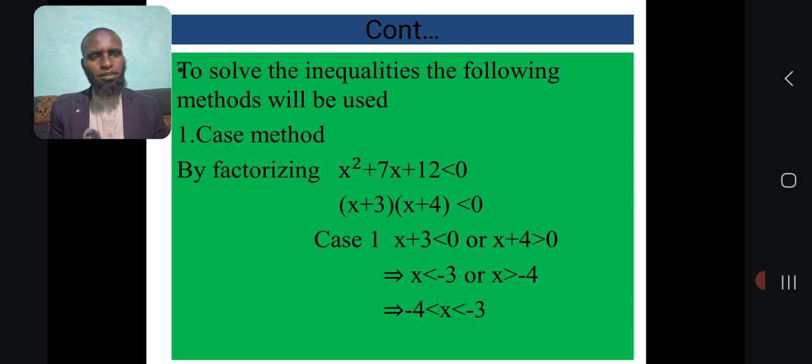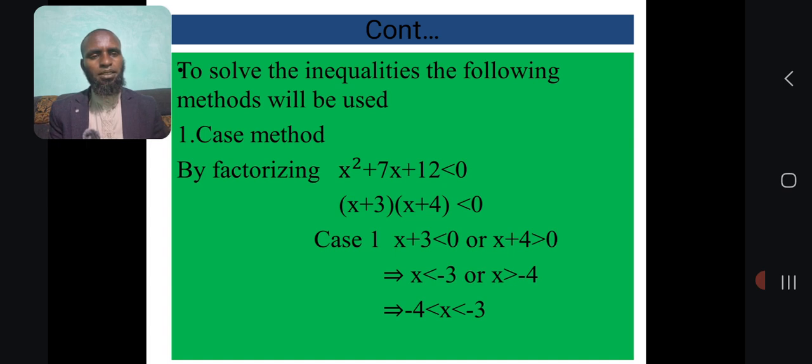Using the case method, the factorization plays a main role here. By factorizing x squared plus 7x plus 12 less than 0, we get x plus 3 times x plus 4 is less than 0. Here, the product of two numbers is less than 0 if and only if one of the numbers is less than 0 and the other is greater than 0.